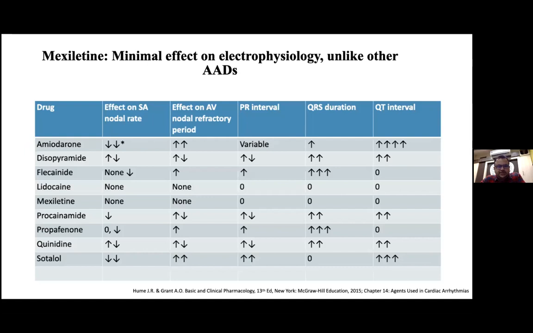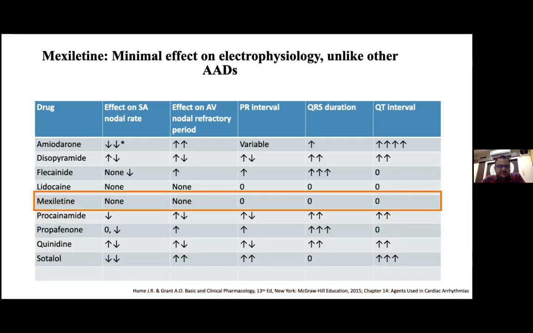You can very well see every antiarrhythmic agent like amiodarone, disopyramide, the class 3, the class 1A agent, the class 1C agent, all have effects on the cardiac intervals, especially they have an effect on the sinus node, they have an effect on the AV node, the PR interval, the QRS duration, the QT interval. But lignocaine and mexiletine, if you see, they have very minimal effect on these structures. So mexiletine has no effect on the sinus node and AV node.